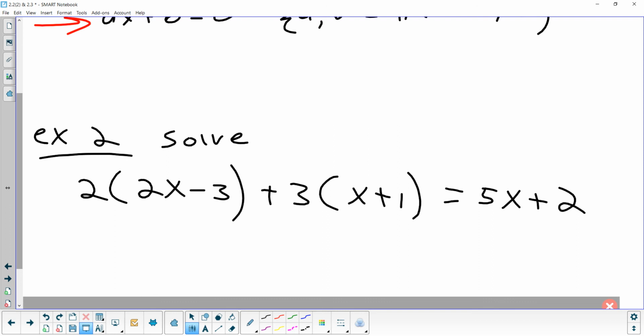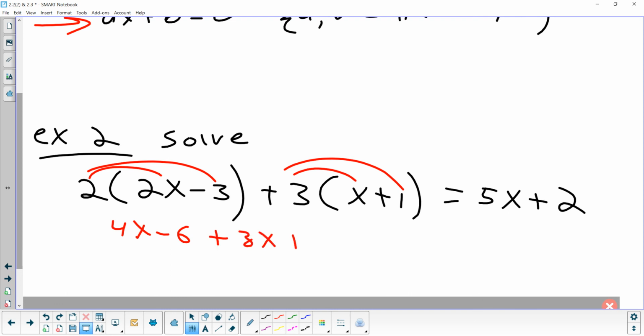Okay. What would be my first step here if I wanted to start to solve for x? Francesca? Okay, you're going to distribute. And Tyler, could you tell me what I get when I distribute out the 2 and the 3? 4x minus 6 plus 3x plus 3.